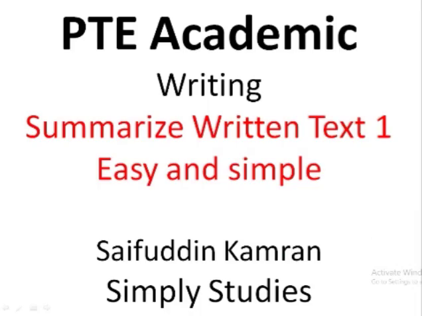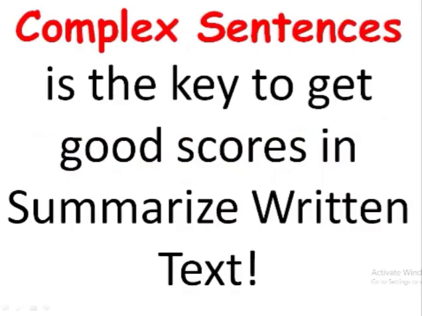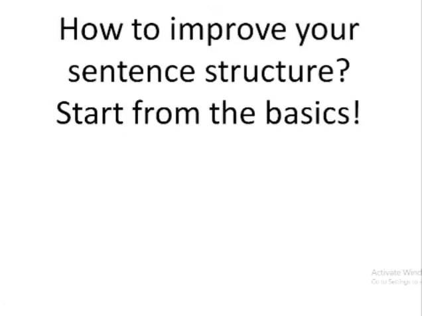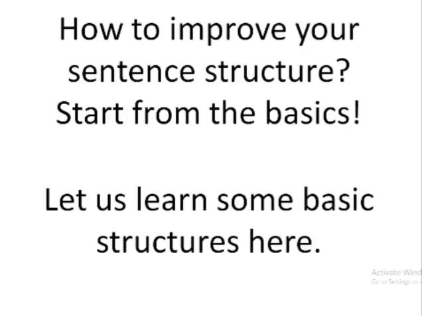Summarize written text. Now in summarize written text, the key method to get good scores is to use complex sentences. And of course you'll need complex sentences in order to write one sentence that has most of the information that's given in the passage. So let us learn how to improve your sentence structure. That is, start from the basics, and most of it you might already know. So let us start and learn some basic structures here.